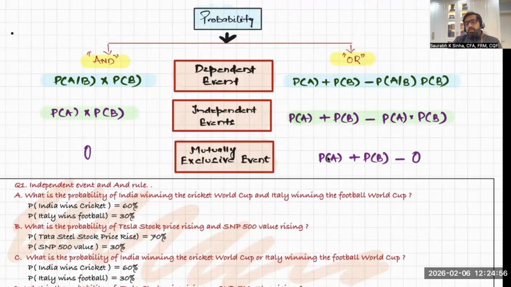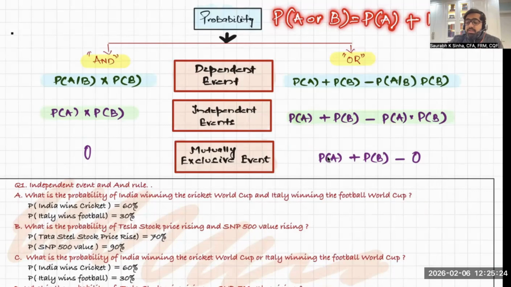For OR, we are trying to find the probability of A or B, this or this, any one of them. Again, there are three versions of the formula. But if you see the formula carefully, the universal formula for probability of A or B is the pure probability of A, plus the pure probability of B, minus the probability of A and B. This is the formula that you will use when you are interested in the probability of this event or that event.